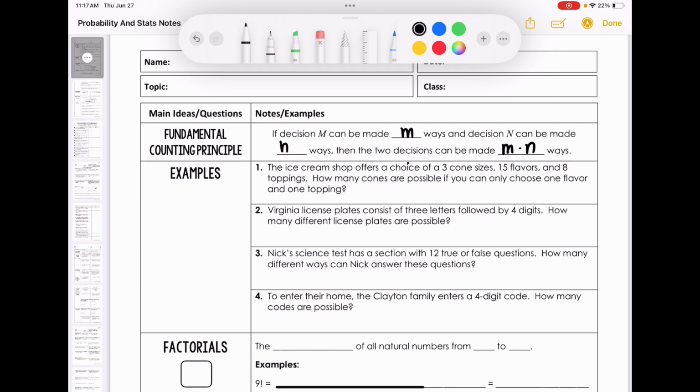So basically you take the number of ways the first event can happen, then the number of ways the second event can happen, and you multiply those two numbers together. So let's look at some examples. The ice cream shop offers 3 cone sizes, 15 flavors, and 8 toppings. How many cones are possible if you can only choose 1 flavor and 1 topping?